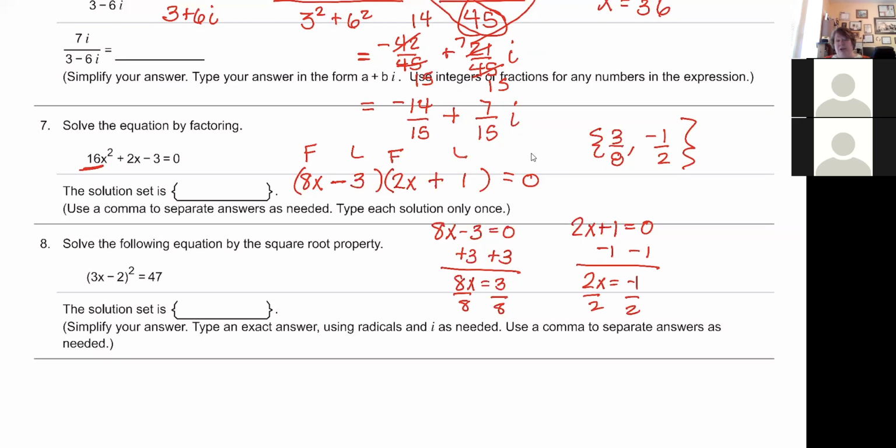And I probably should check those, but because of time, I'm not going to. But if you take your calculator and multiply 16 times 3/8 squared plus 2 times 3/8 minus 3, you will get 0.